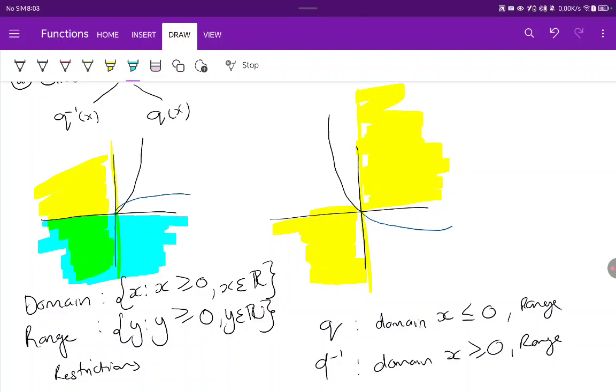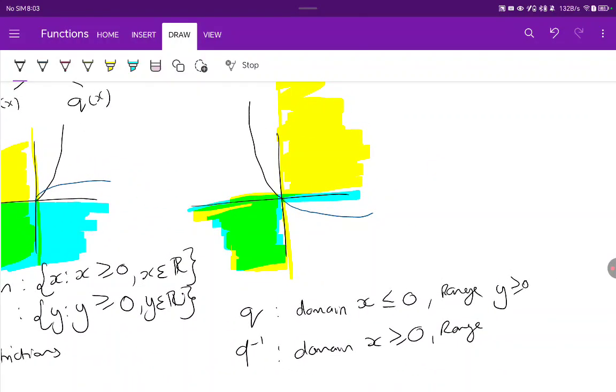What about range? Let's have a look. On the black graph, so that's my y-axis, right? Black graph is above, so it does not go below. The black one does not go below, so that means it's only positive. y is greater than or equal to 0. And for the blue graph, it doesn't go above, so it's only negative. y is less than or equal to 0.